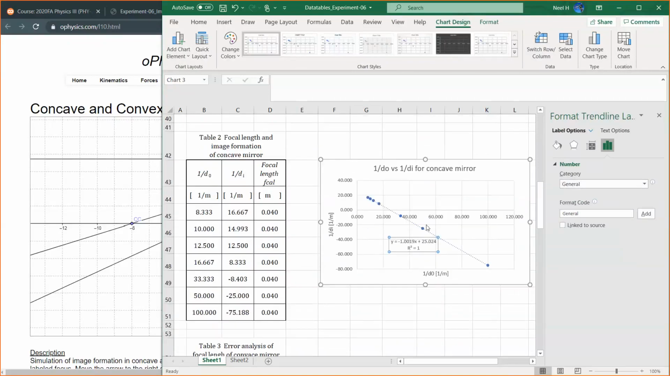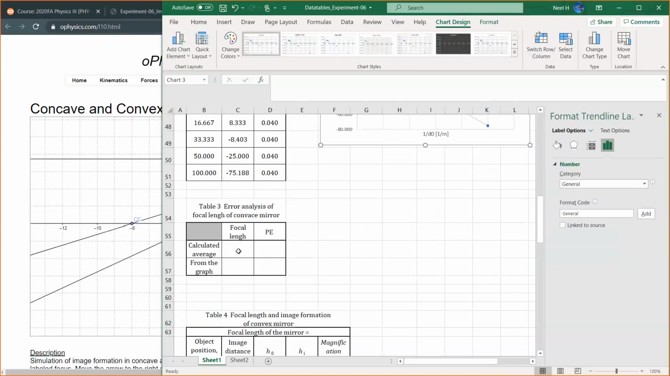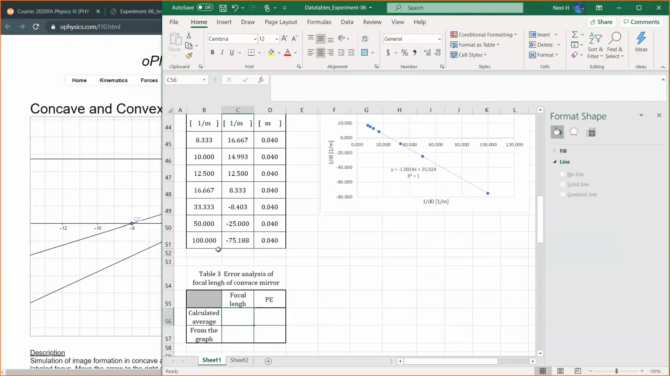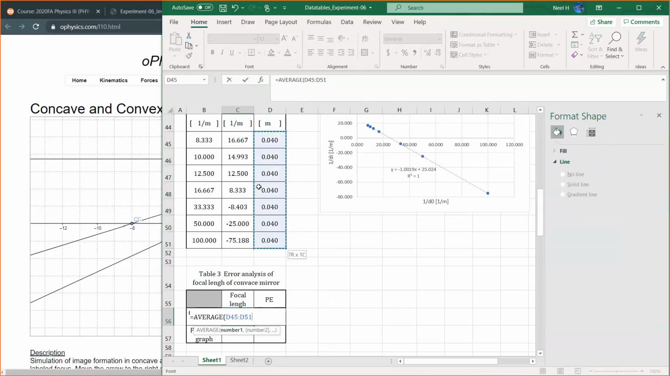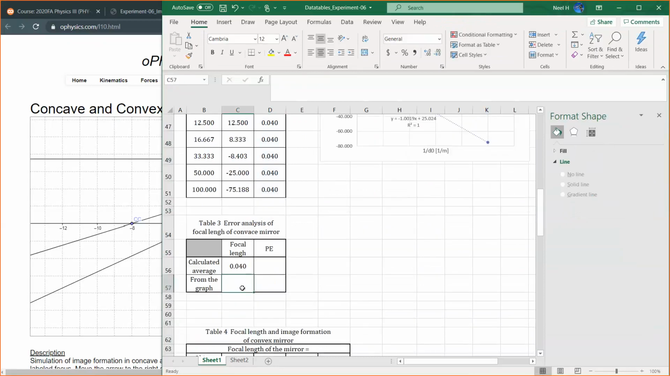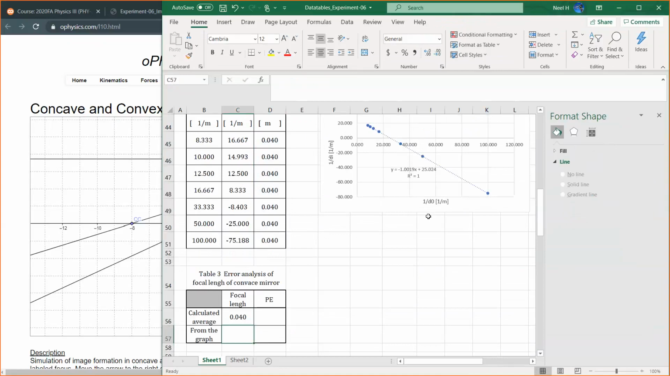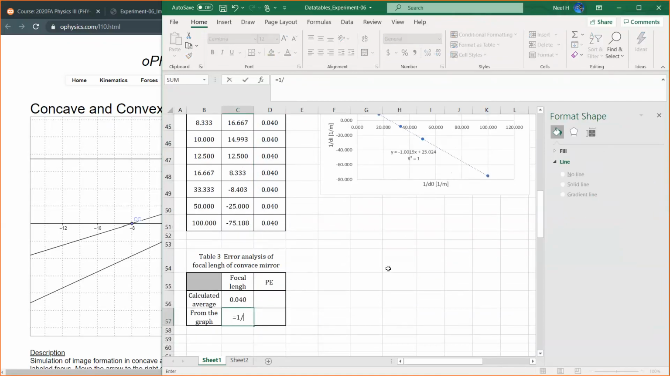By using the graph, we can actually recalculate the focal point. Calculated average of focal point, the mean average of this column. You can see the numbers don't change at all. But let's do the average. Equal sign, AVERAGE function, highlight this whole range, and then 0.04. From the graph, it's going to be 1 over the intercept. So equal sign, 1 divided by intercept is 25.024. So we are very close to 4, but not exactly.